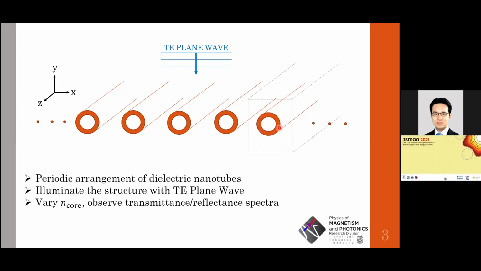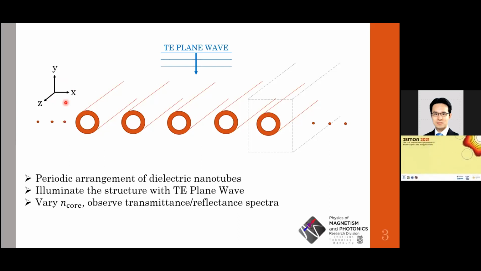And then we illuminate this system with a plane wave, and the plane wave is incoming in the negative y direction. And the plane wave is polarized in a way such that the electric field is always on the xy plane, and the magnetic field is always parallel with the z-axis. And we call such polarization transverse electric polarization.